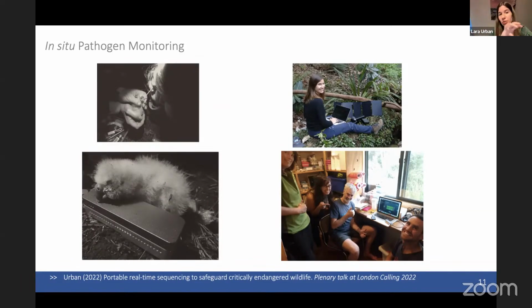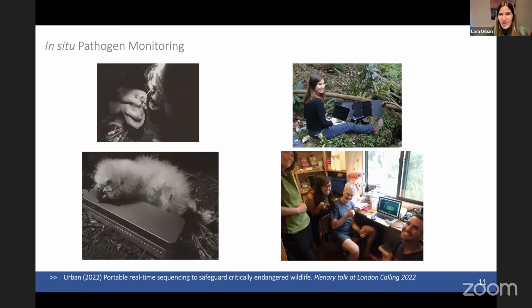And it's so important to be able to do something like this in situ, because until you would have brought any of these samples off the islands, you would basically not be able to adapt your management anymore. So the time to result would just be far too long.